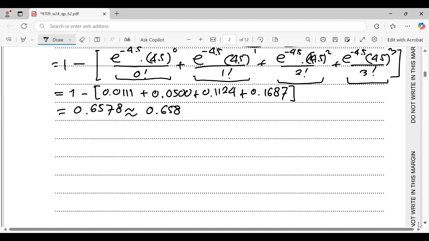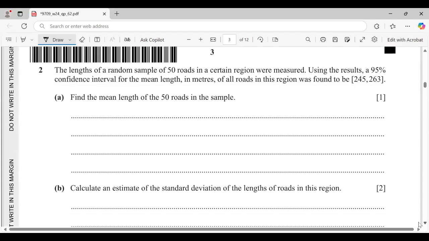Number two, the lengths of a random sample of 50 roads in a certain region were measured. Using the result, a 95% confidence interval for the mean length in meters of all roads in this region was found to be (245, 263). Find the mean length of the 50 roads in the sample. So it means we will find the sample mean.